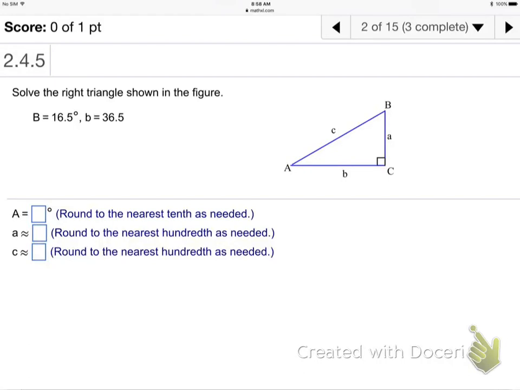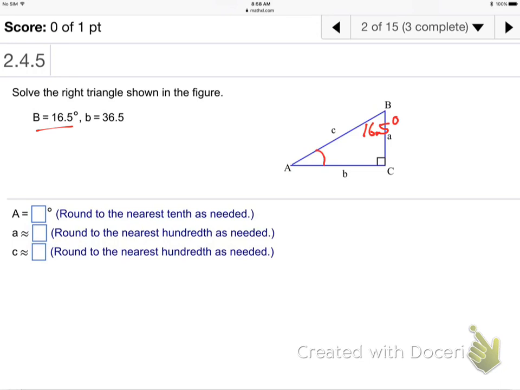So on this problem, they're telling us angle B is 16.5 degrees. So this is 16.5 degrees right there, like that. Good. And then we're going to try to find this angle.